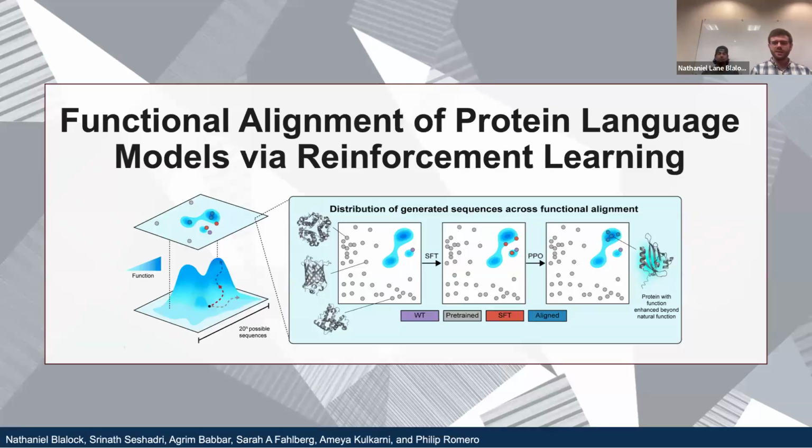Happy Tuesday, everyone. We're really excited to present our work on the functional alignment of protein language models via reinforcement learning. This was work led by Srinath and myself and Dr. Philip Romero's lab here at Duke with some amazing undergrads, Algrim, Sarah, and Amaya.